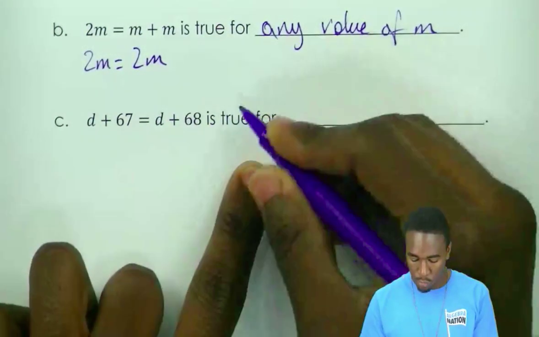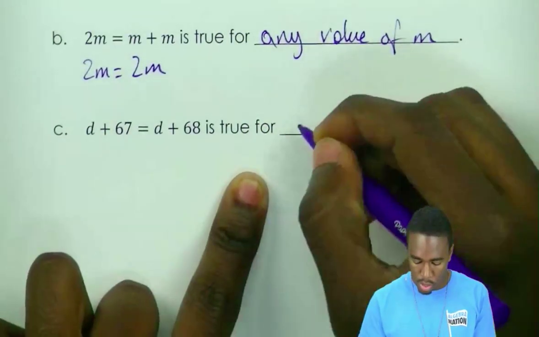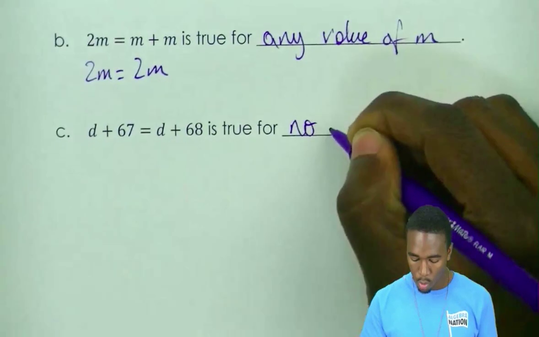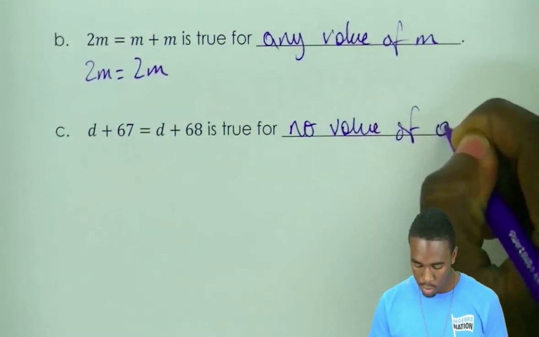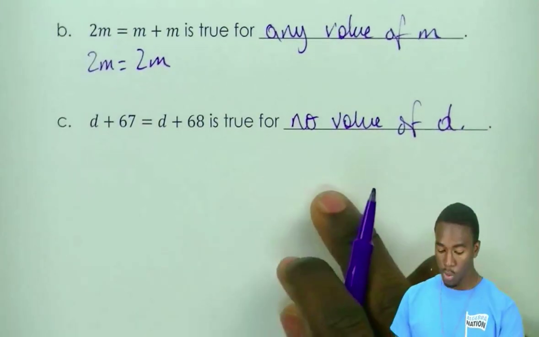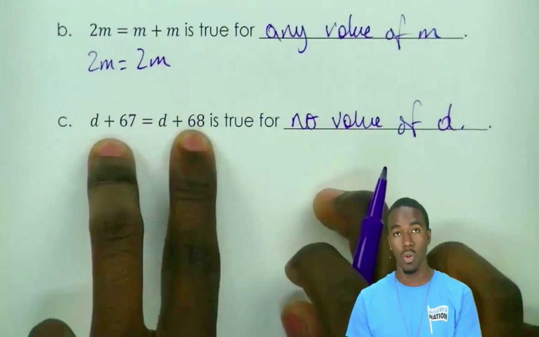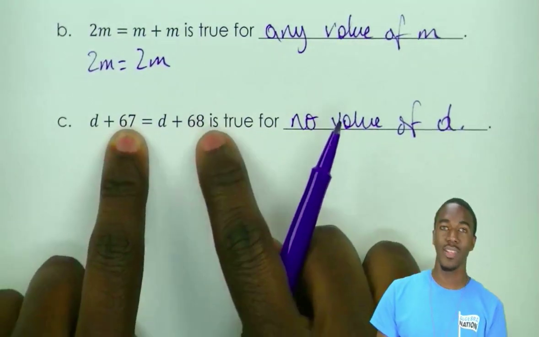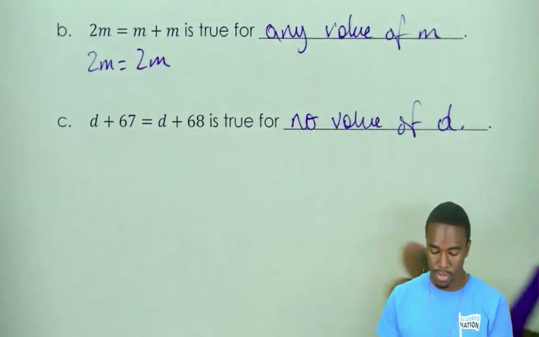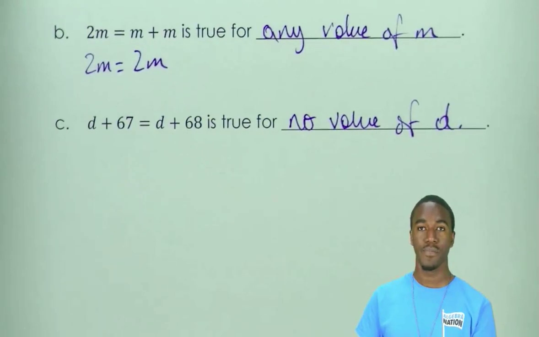So it's true for what? It's going to be true for no value of d. Okay? There's no way we can make these two sentences equal because you're adding 67 to one and 68 to the other, right? It's not equivalent. All right. So now you know what time it is.